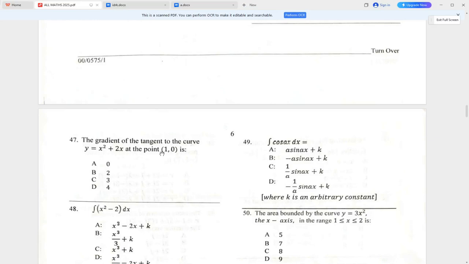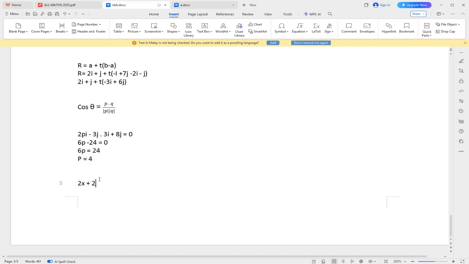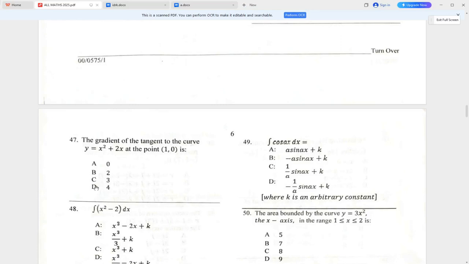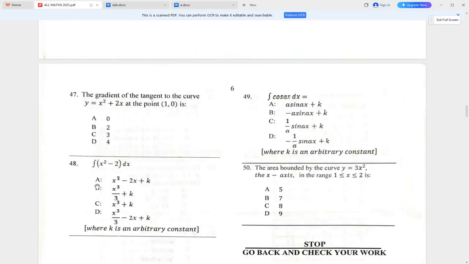Now from here we substitute the value of x into the differentiated expression, and the value of x here is 1, so substituting 1 here, we have 2 times 1, which is 2, and 2 plus 2 is equal to 4, so this is the gradient. And we have 4 for question 47, which is D.